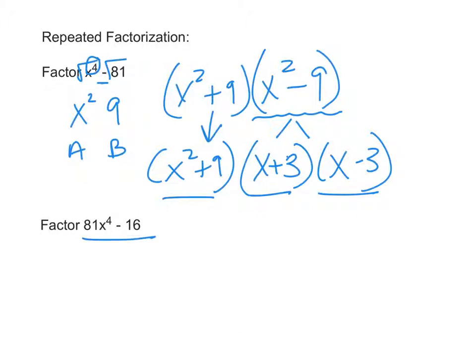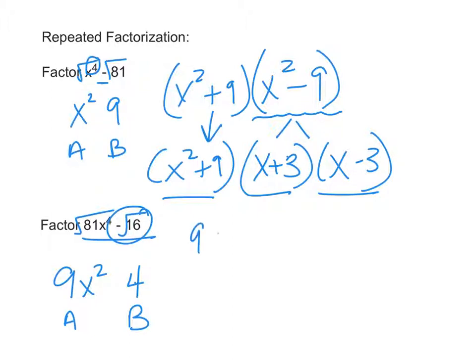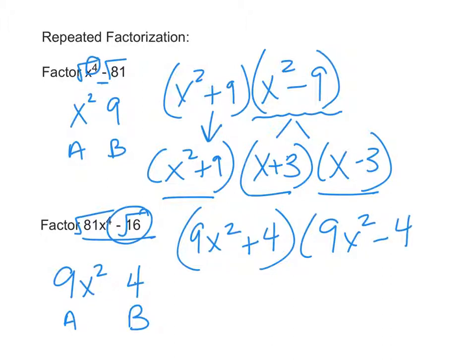Here's another difference of squares. The a term in this case, we want to square root this, so that's going to be 9x squared. That's going to be our a term, and then our b term is going to be the square root of 16, which will be 4. So that's our b term. And then if we were to use the pattern of a plus b and a minus b, our factors become 9x squared plus 4 and 9x squared minus 4.